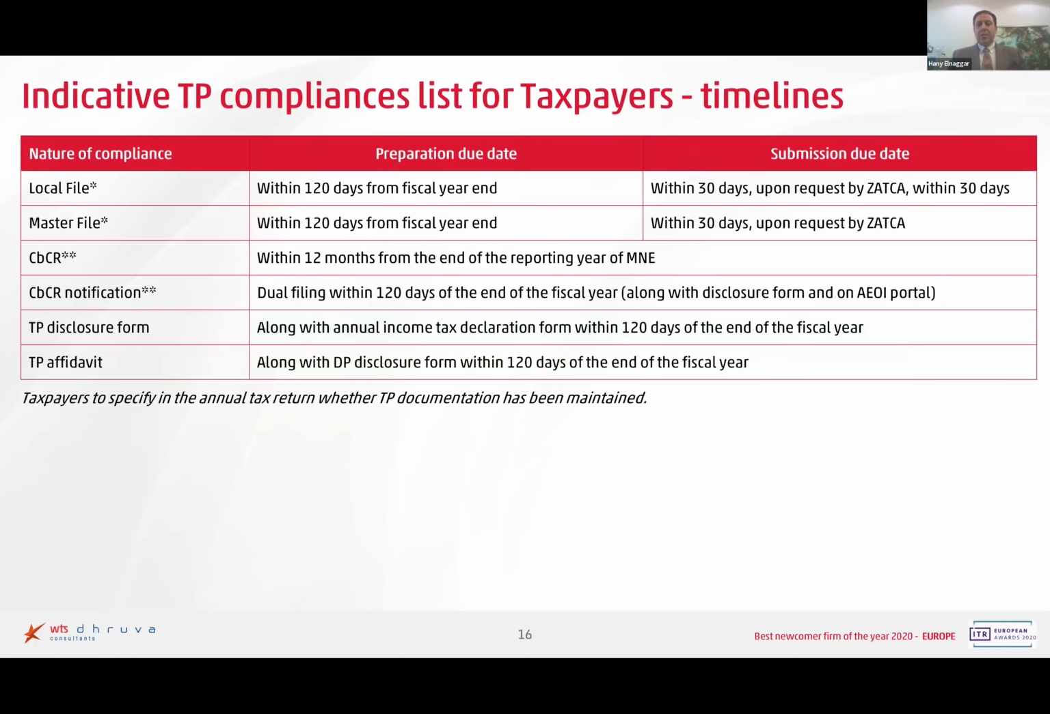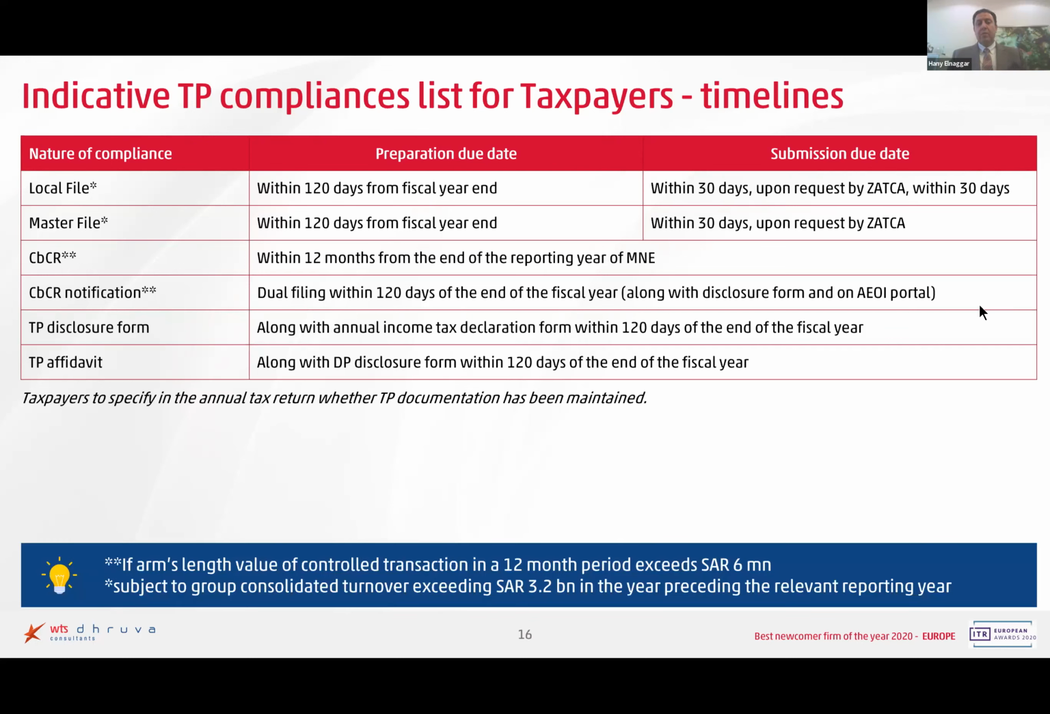Okay, let's go one step back to taxpayer compliance, which was already in place in KSA. So we have mainly six compliance requirements in KSA: local file, master file, country by country or CBCR, CBCR notification, TP disclosure form, and TP affidavit. For preparation due dates, the local file and master file will be within 120 days from fiscal year end. It depends, of course, on when the taxpayer's fiscal year ends. Is it March or December or June?